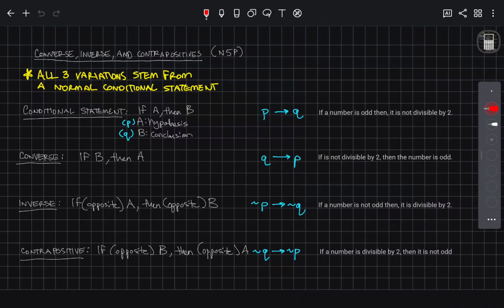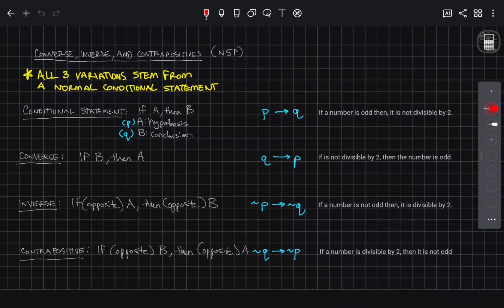If A, then B. If this hypothesis, then this conclusion. Now, if we talk about converse, it's just going to be the reverse. So instead of if A, then B, now it's going to be if B, then A. We're going to go through some examples of this just to make sure that this makes sense, and then also how to make a table out of converse, inverse, and contrapositives so you can keep track of how to do this.